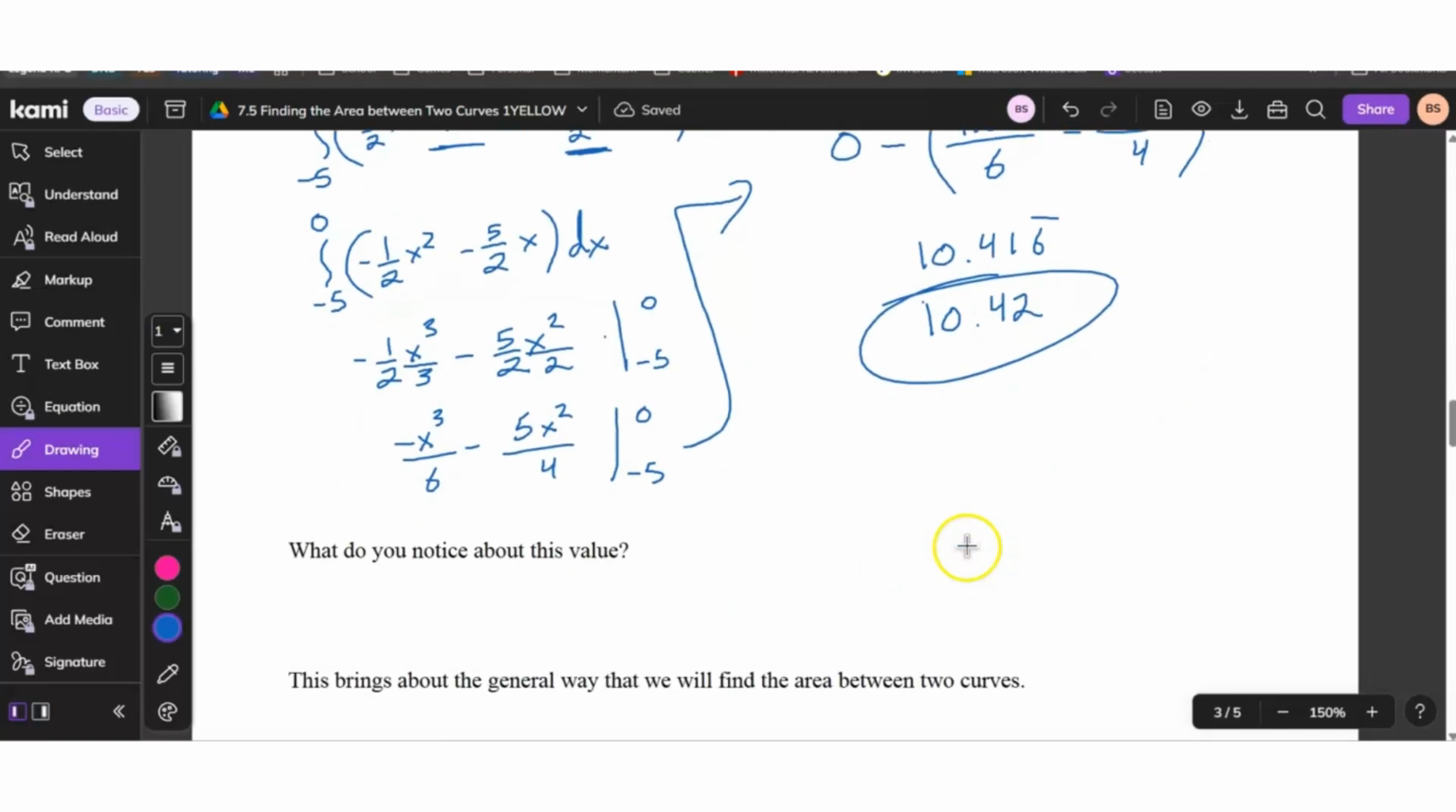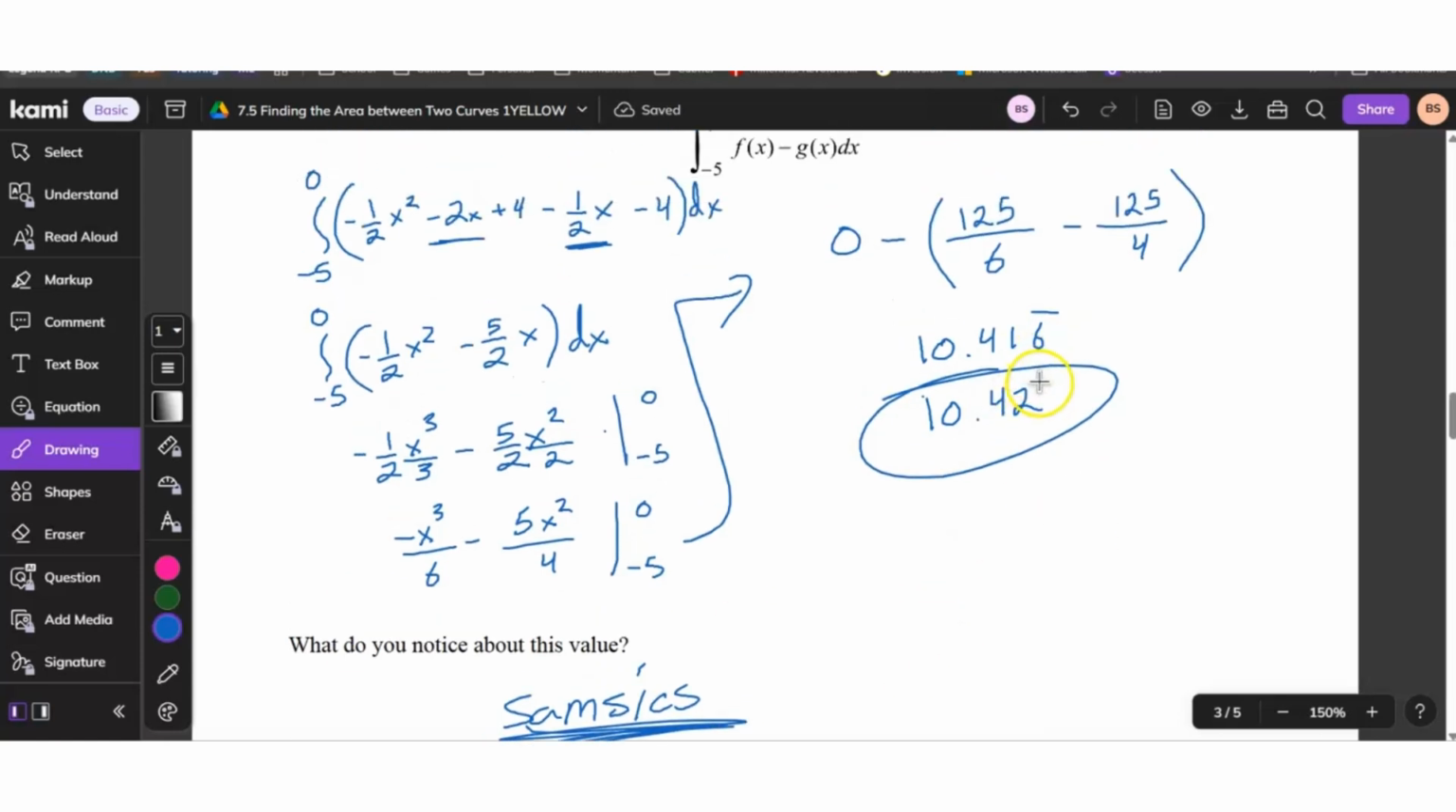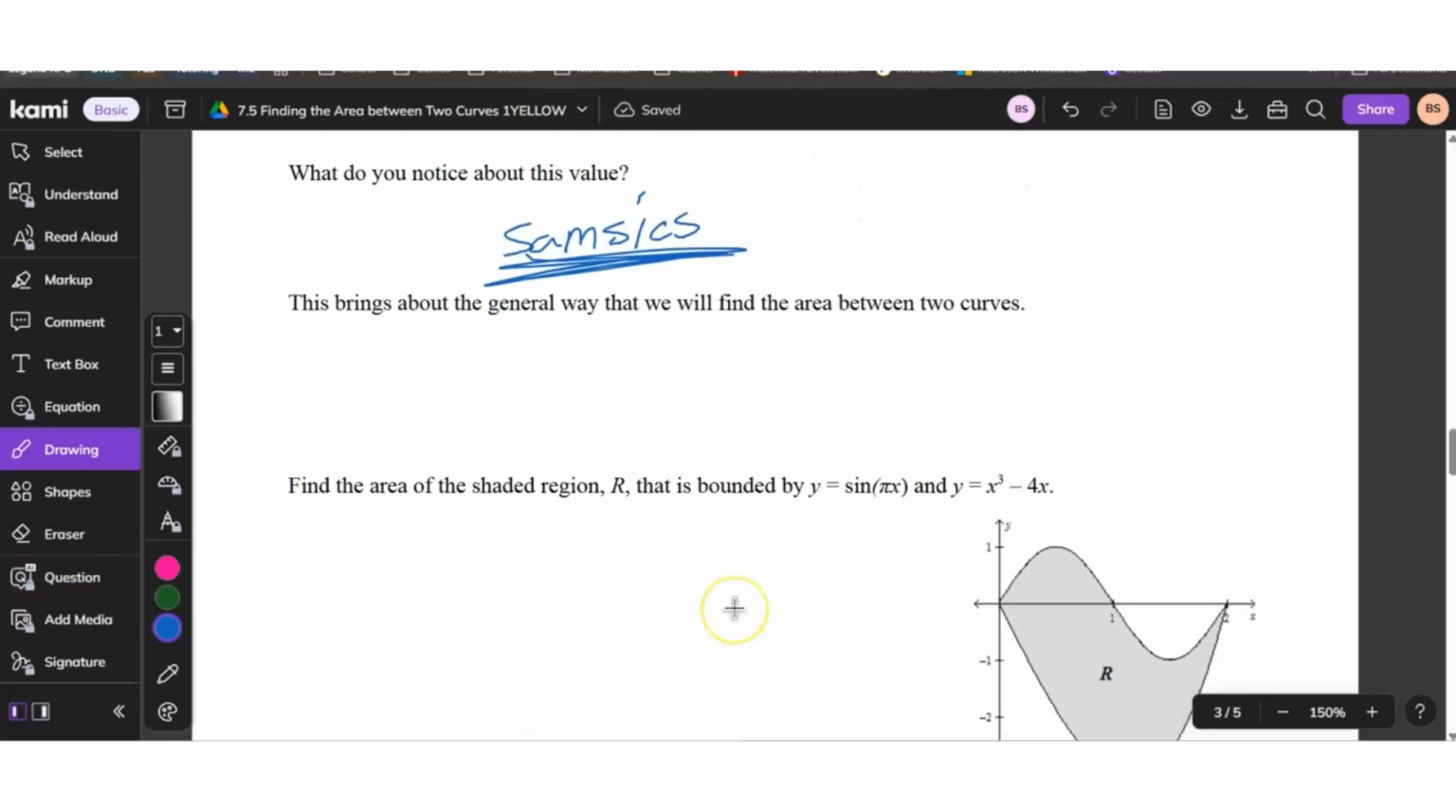What do we notice? They're the same. Samesies. Well, it's technically negative, so it becomes positive. All right, it's samesies. This brings about the general way we're going to find the area between two curves.